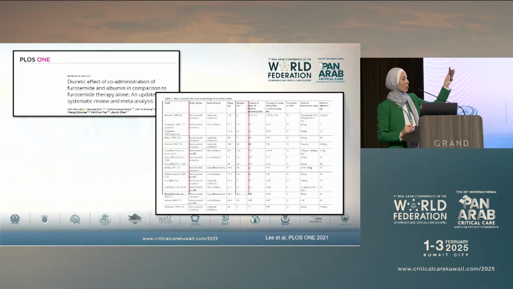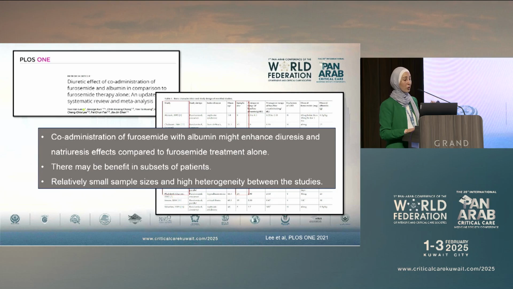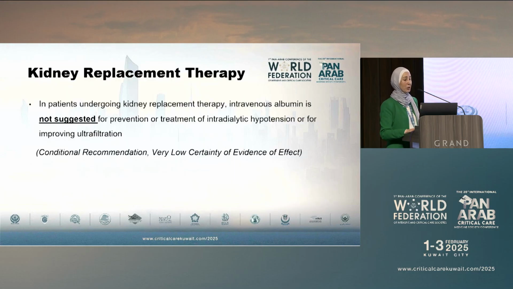But again, if you look at the studies, still, we're not looking at very recent studies or large sample sizes. So that's still a limiting factor in terms of our understanding. But it also showed that co-administration of furosemide did not have a statistically significant effect in terms of the increase in the diuresis or natriuresis. They suggested that there may be some benefit within a subset of patients, but the data was very heterogeneous and the sample sizes were very small, so it's hard to really make a clear conclusion in terms of what the benefit would be. Now, what about kidney replacement therapy?